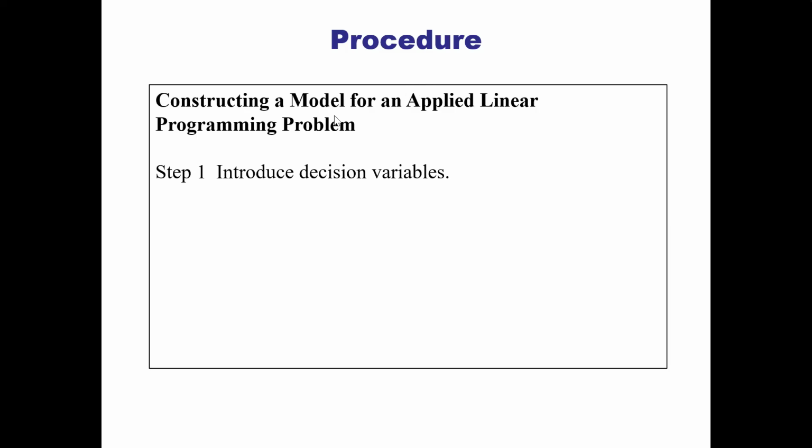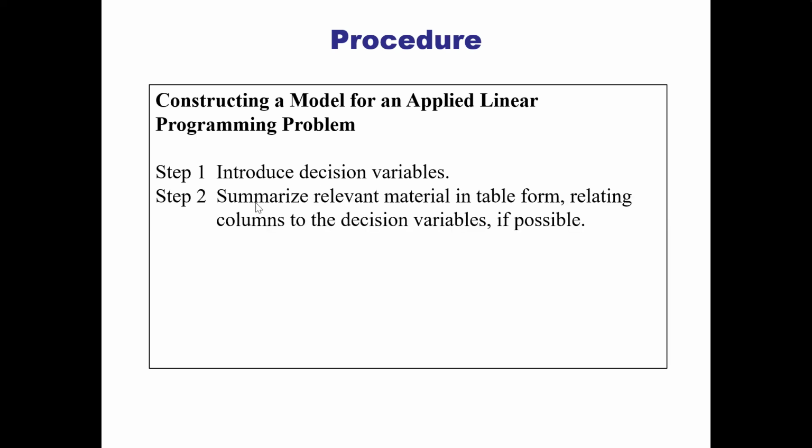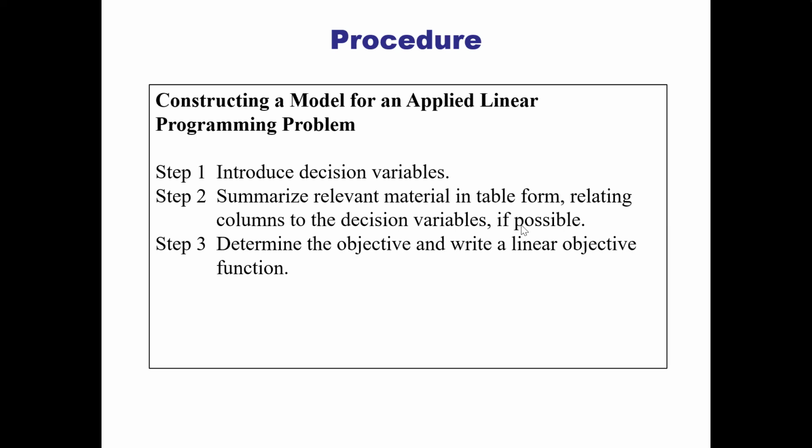All right, so before we start any examples, let's look at our procedure, how we're going to solve these. So first, we have to construct a model for an applied linear programming problem. The first step is to introduce the decision variables, your x's and y's. Then we summarize the relevant material in table form and relate the columns to the decision variables if it's possible.